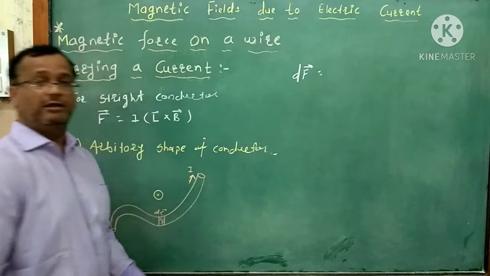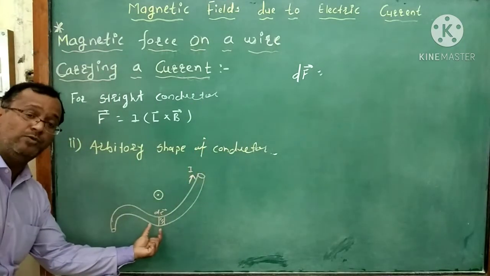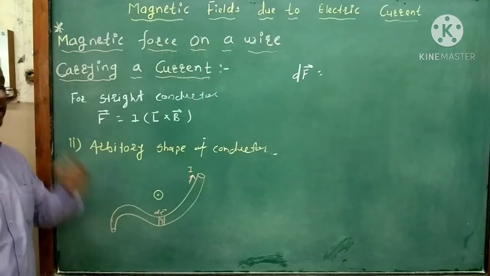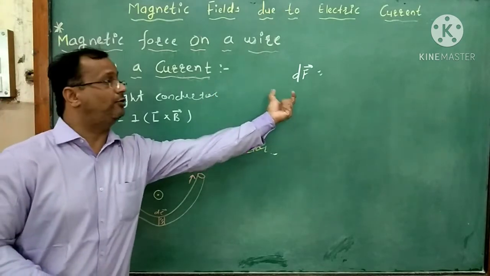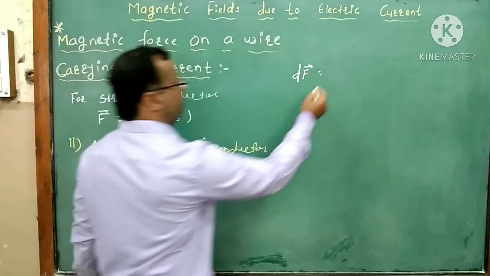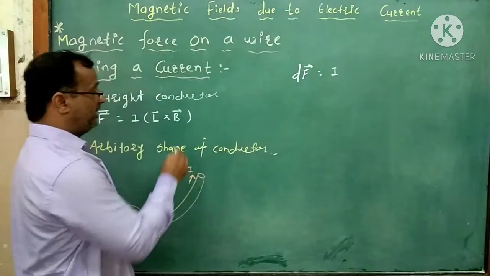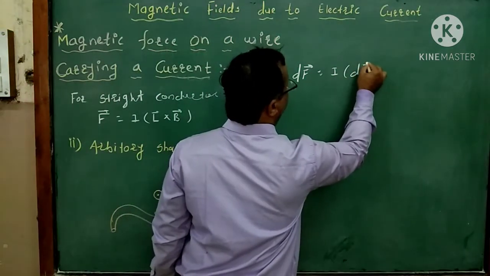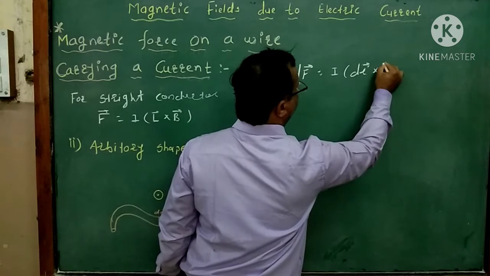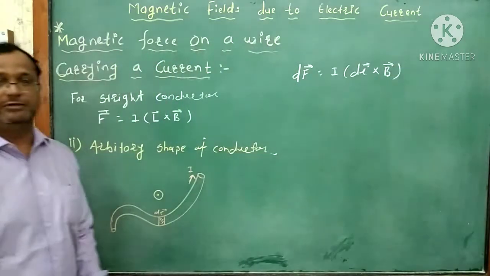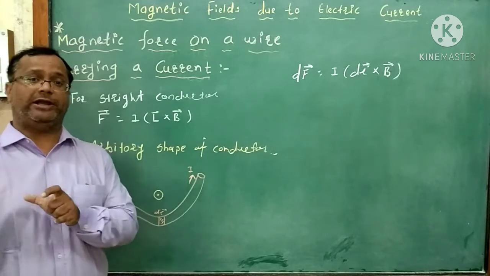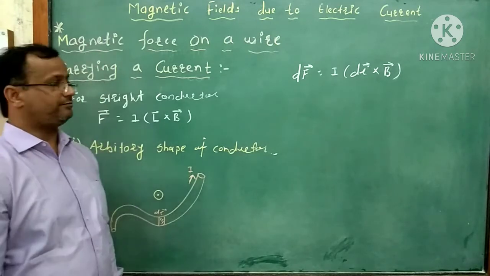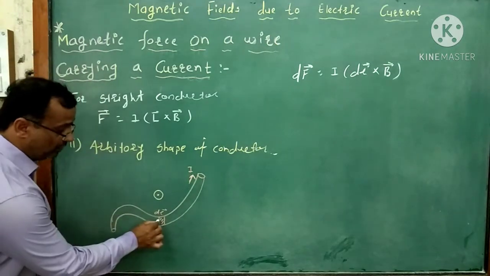Here we take dF because we consider a small part of the whole conductor. For the whole conductor the force is this one. But for the small element the value of force is dF, which is equal to I, the current, as it is. But instead of L, we take the small dl. So dl cross B. Here B is the magnitude of magnetic field. Simply B represents the magnitude of magnetic field, but vector B represents the magnetic induction. Right?